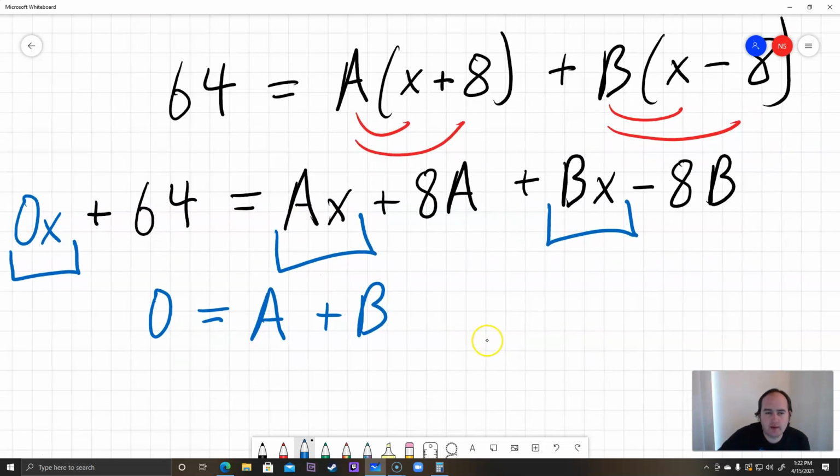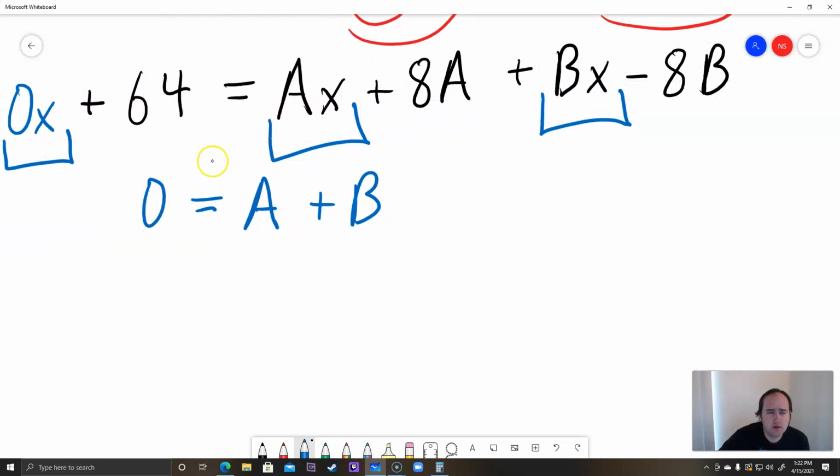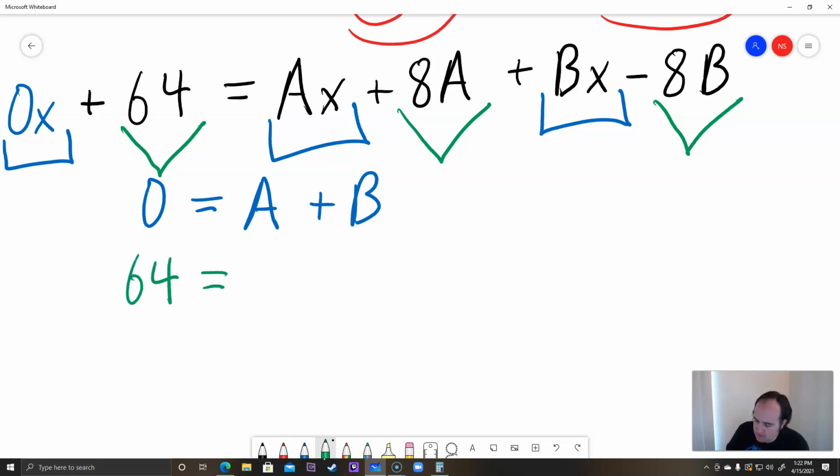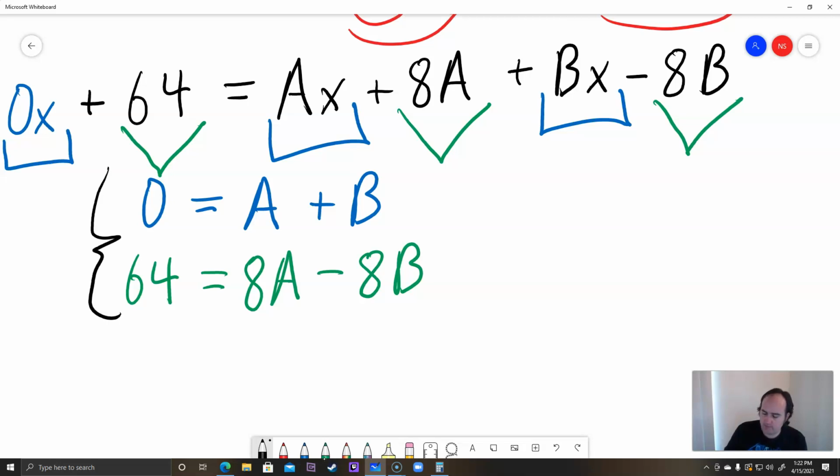Then from here, we still need to equate the constants. So we have 64 on the left side equals 8A minus 8B on the right side. So 64 equals 8A minus 8B. Now we have 0 equals A plus B, and 64 equals 8A minus 8B.